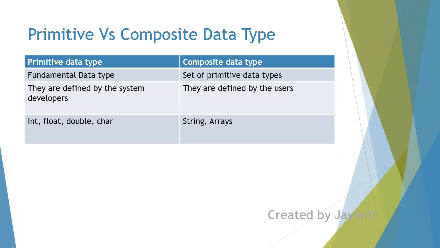We have already studied class String. So String is what? It is made up of characters. If you remember, String is a set of characters, so it is a set of primitive data types, and they can be defined by the user. But you will say that String is not made by us, it is made by Java. Yes, so it is a flexible way of creating a composite data type.